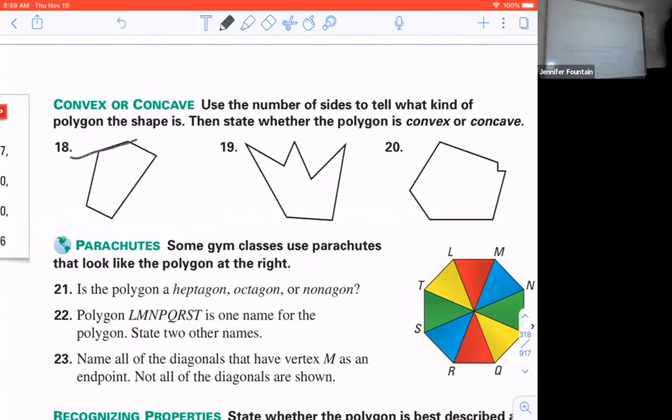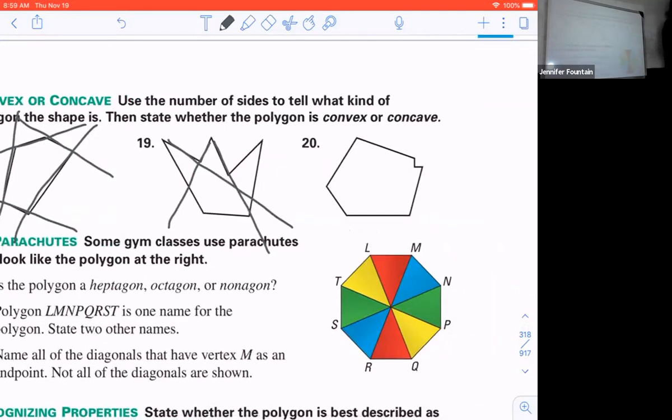Think about if I did all my sides. Do any of them extend inside the figure? No. What about 19? What happens when I extend my sides? It's concave because those lines go through it. What about 20?